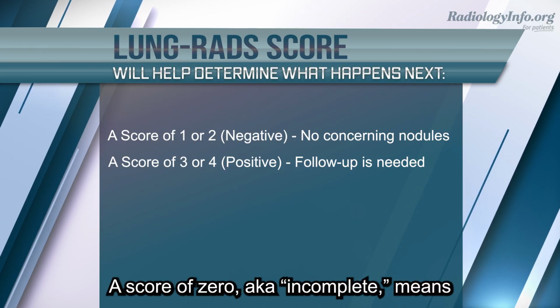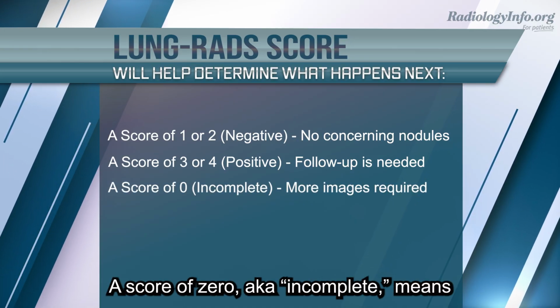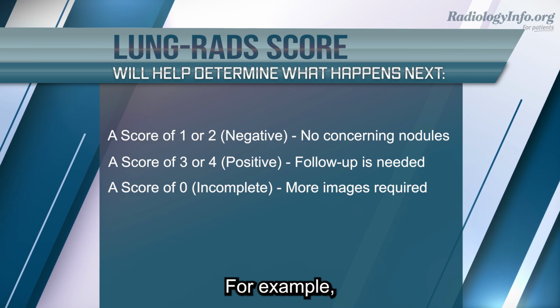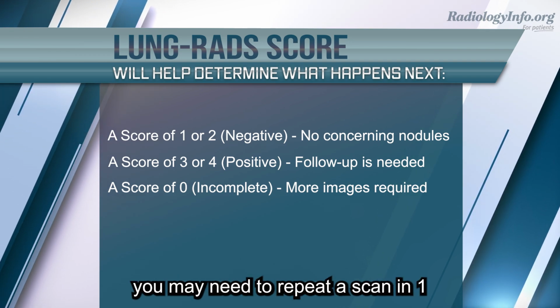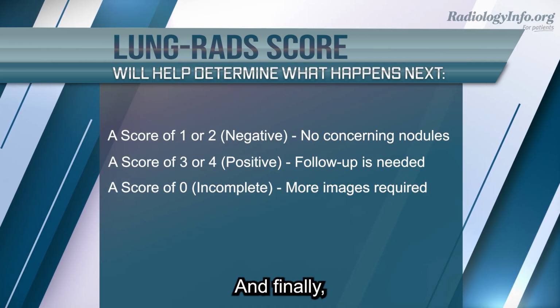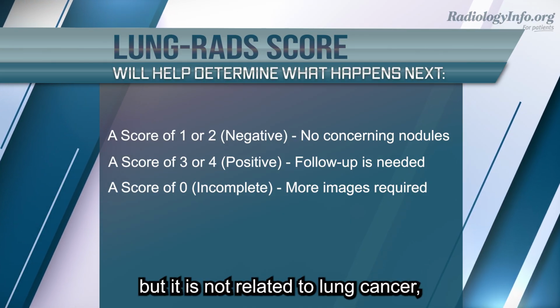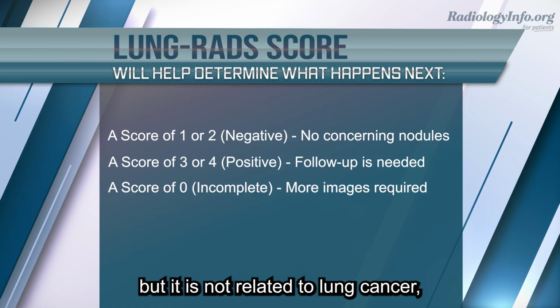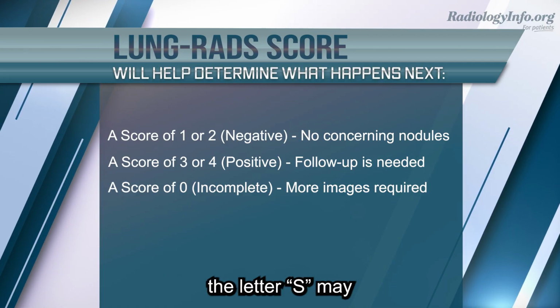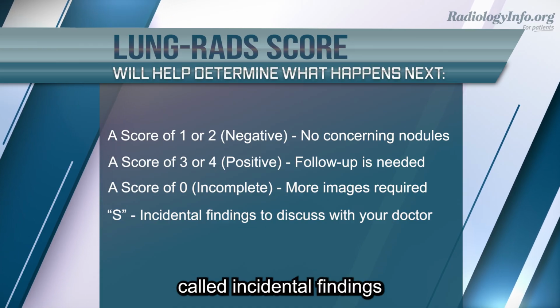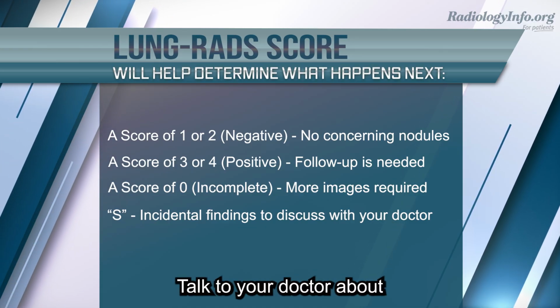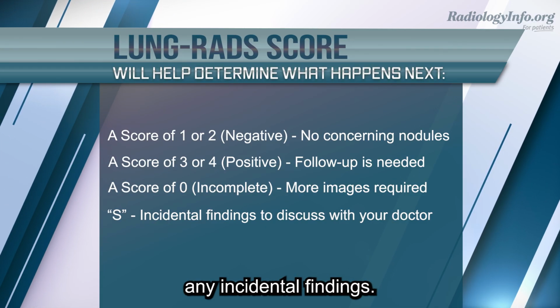A score of 0, aka incomplete, means more images are needed. For example, if you had a lung infection, you may need to repeat a scan in 1 to 3 months. And finally, if we find something important but it is not related to lung cancer, like an aortic aneurysm, the letter S may be added to your score. S findings are often called incidental findings and may need follow-up. Talk to your doctor about any incidental findings.